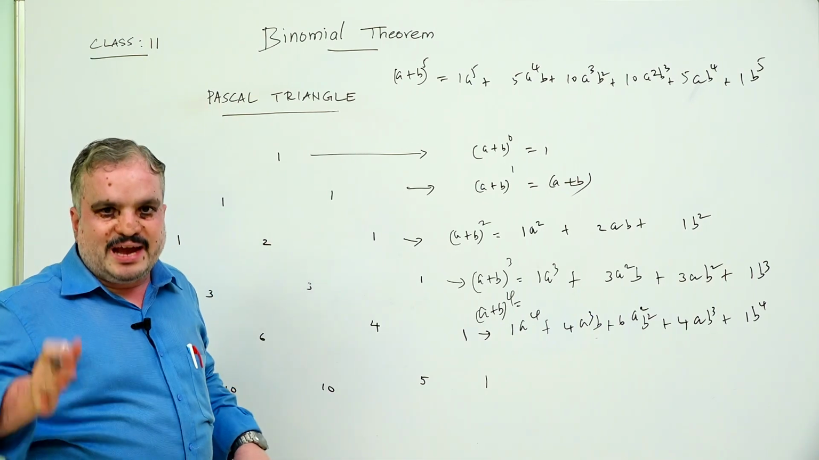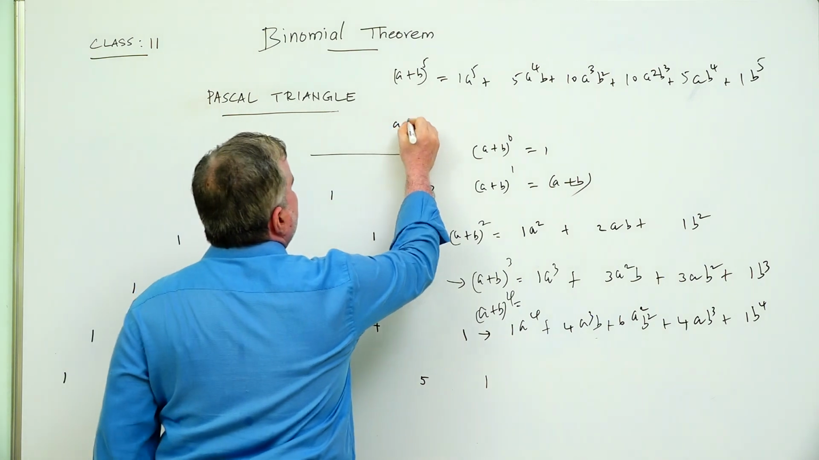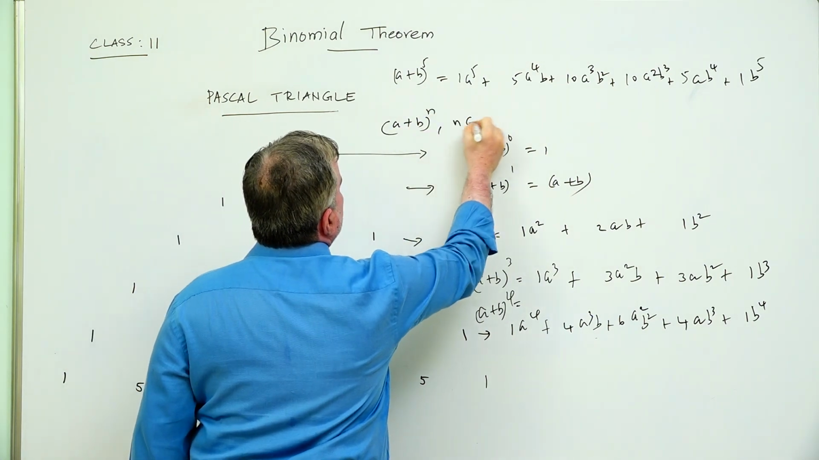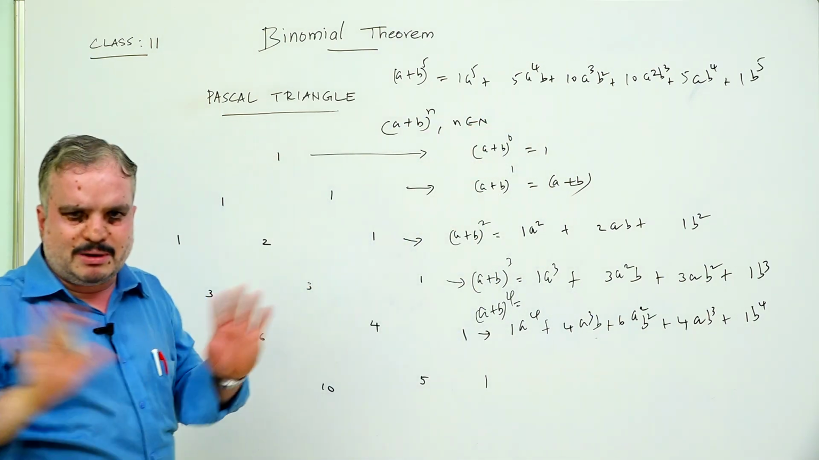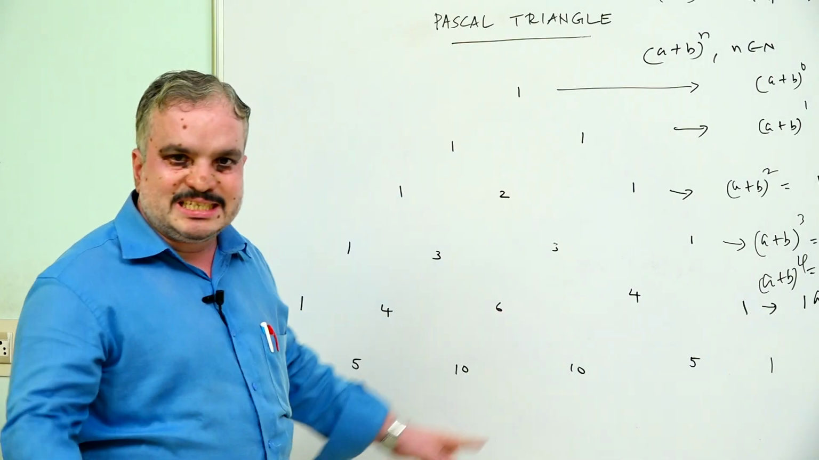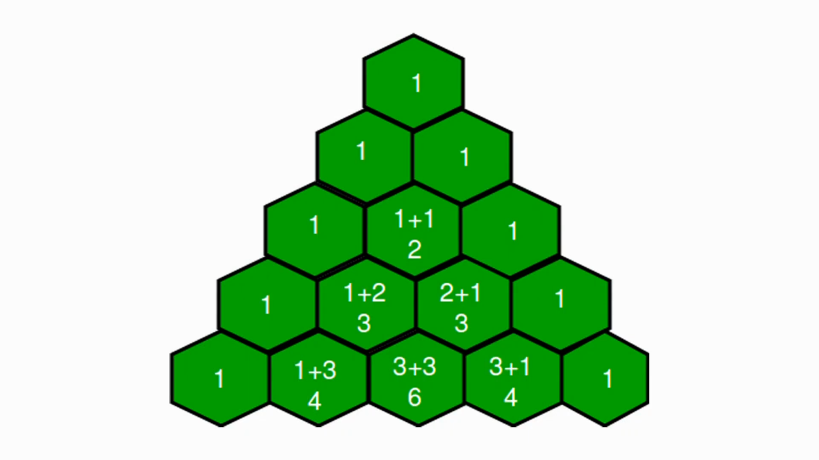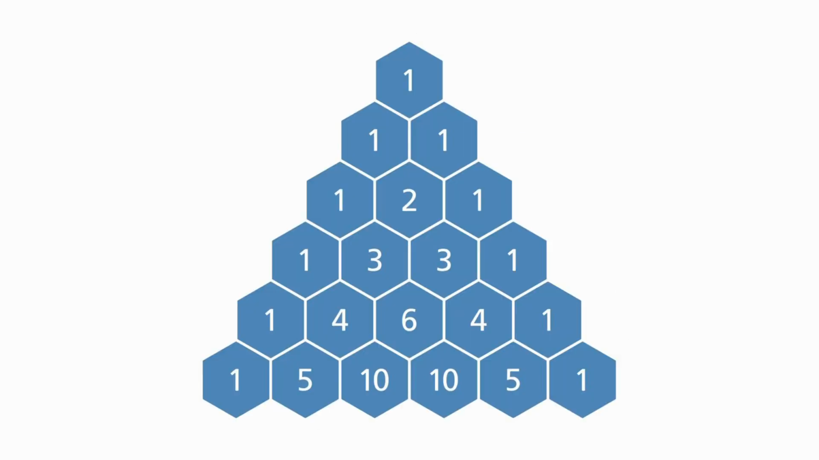So we can find the a plus b whole power n expansion, n belonging to the natural numbers, without using multiplication. The pattern resembles a triangle. Pascal's triangle is named after the 17th century French mathematician Pascal, who studied the mathematical properties of the structure and used this concept effectively in probability theory.